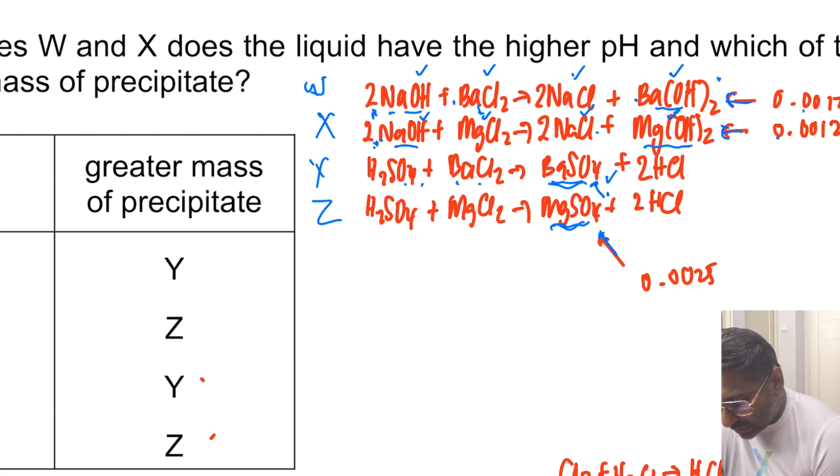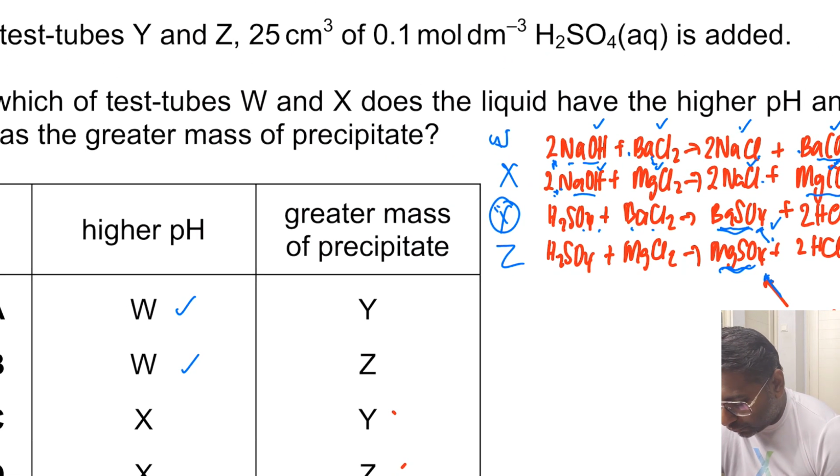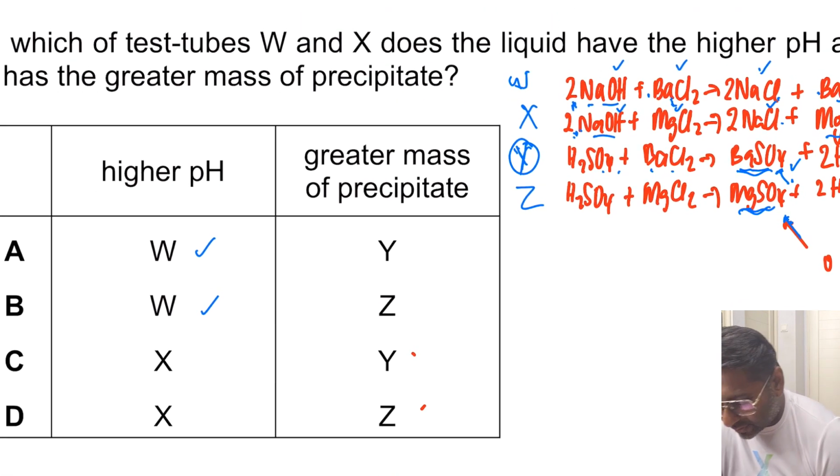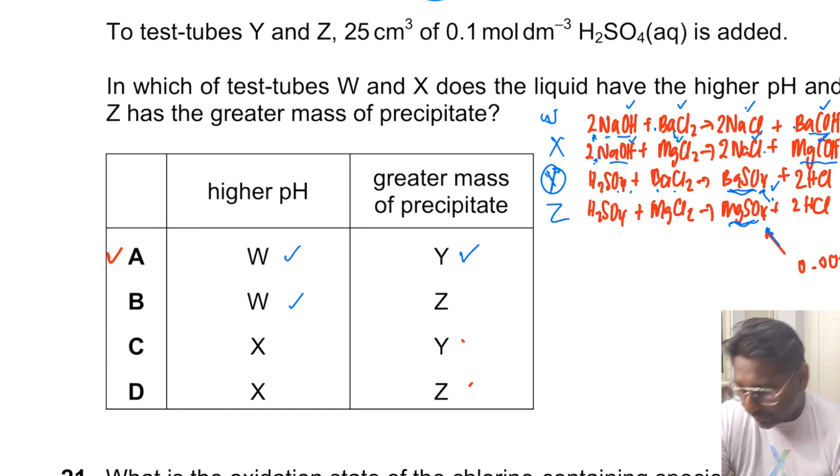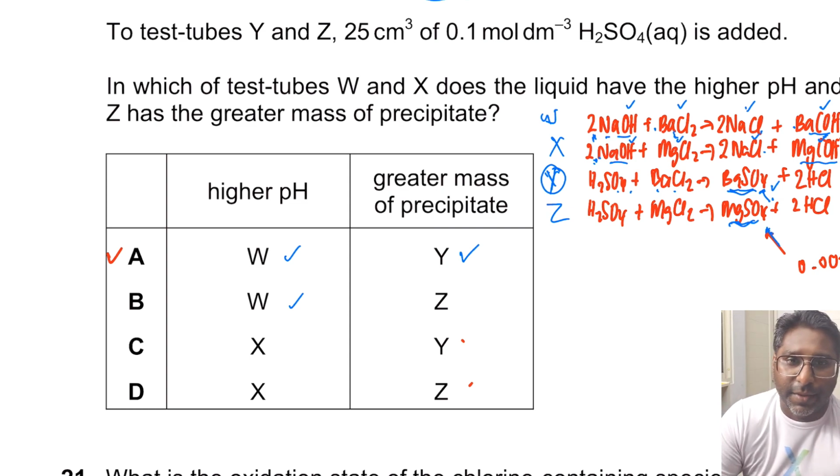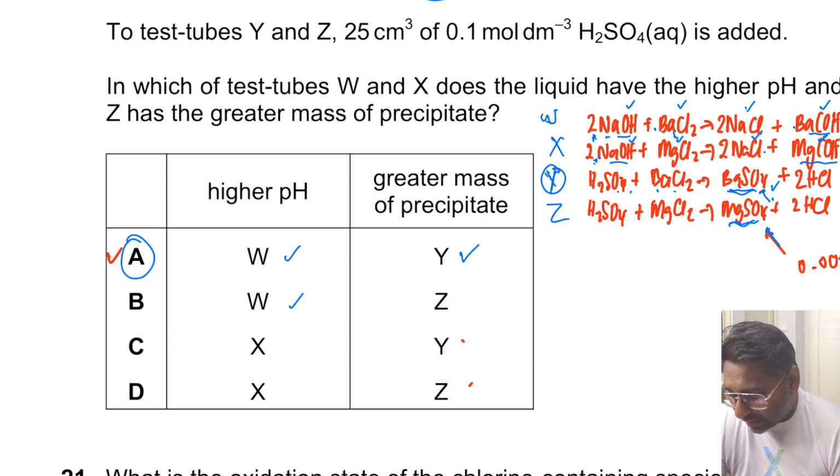So this should be Y, not X. Y should have the greater mass of precipitate, and W should have the higher pH. So therefore the answer is A. Hope you can understand. Let's move on.